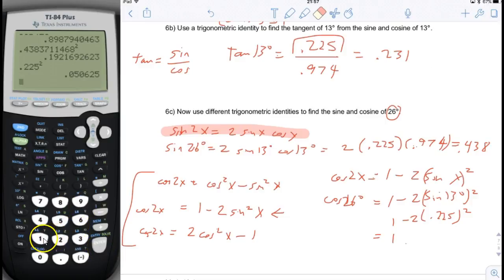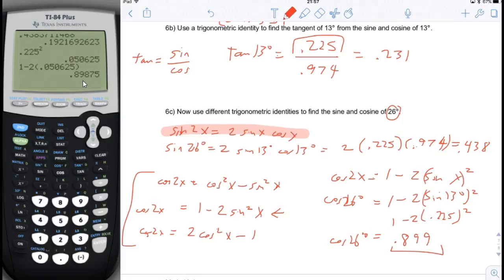Okay, so we do 1 minus 2 times 0.225 squared, which is that. Okay, so now we got the right answer, 0.899. Okay, so the cosine of 26 degrees is equal to 0.899. Okay, and the sine of 26 degrees is 0.438. And look at how we did that. We figured it out using the identities because we happen to know the sine and cosine of 13 degrees.